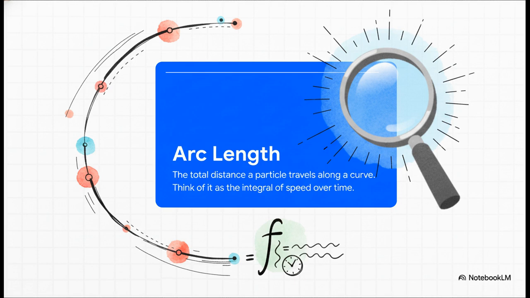Imagine a little particle zipping along this curve. Its speed is changing from one moment to the next. So to get the total distance it went, you'd have to add up its speed at every single tiny instant along the way. And what is that process in calculus? Summing up an infinite number of tiny things. That's an integral. So arc length is literally just the integral of speed over time.